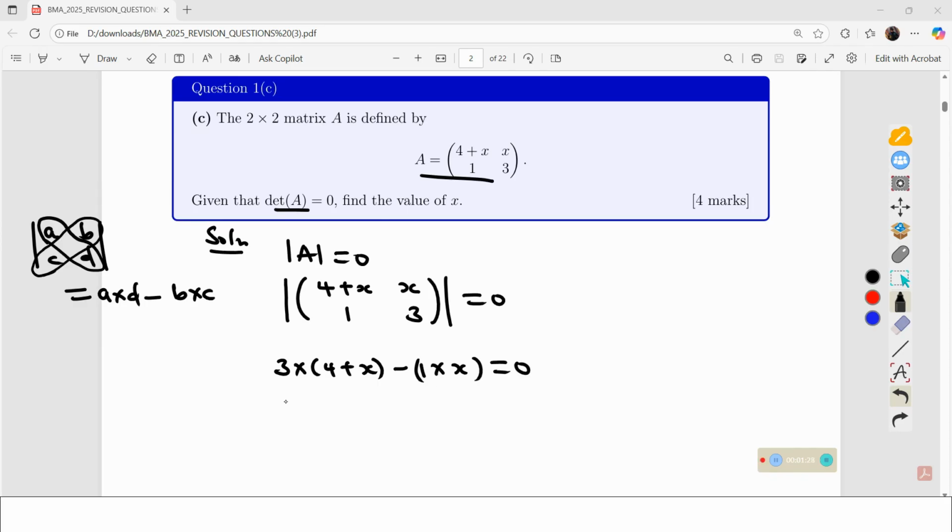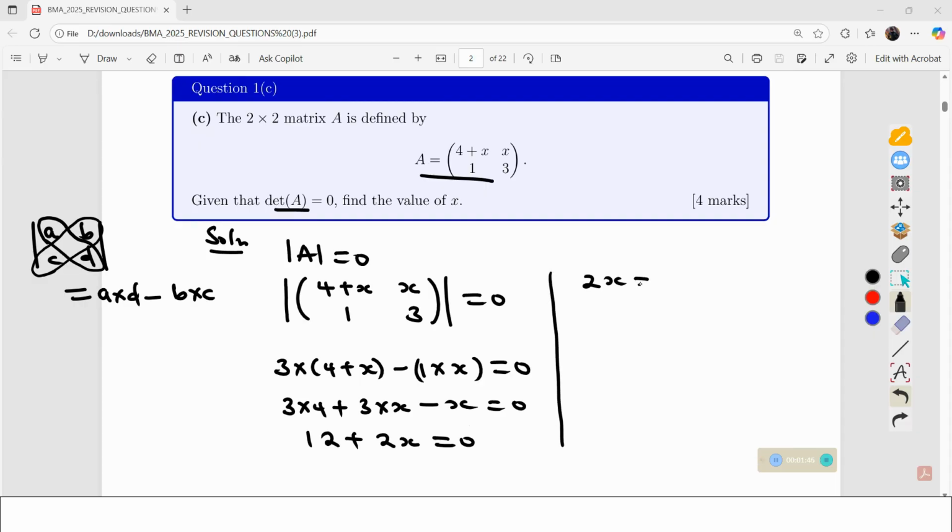So open this bracket, this will be 3 times 4 plus 3 times x minus x, which is equal to 0. So this is 12 plus 2x, which is equal to 0. And from here we shall have 2x equal to negative 12, divided through by 2, and your x will be negative 6. So therefore, the value of x is equal to negative 6. And that will be the required answer for part C. So next we look at part D.